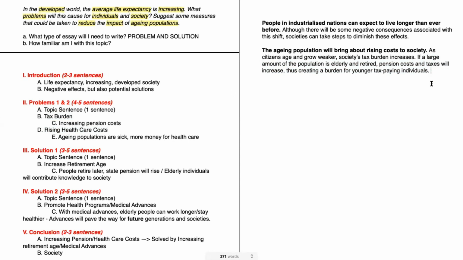So I'm going to go ahead and say, additionally, older members of society will require more specialized care as their health worsens, which will bring about higher medical costs due to increased demand. All right, and there you have it. I have essentially written one sentence that combines rising healthcare costs, aging populations are sick, more money for healthcare. And there you go. So let's move on to our third paragraph, the first solution.